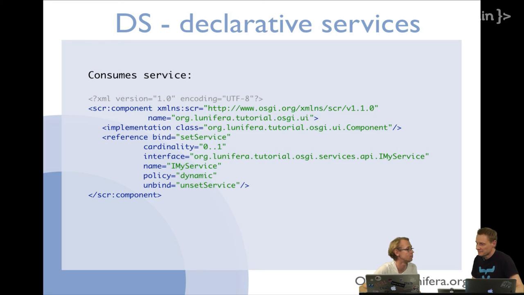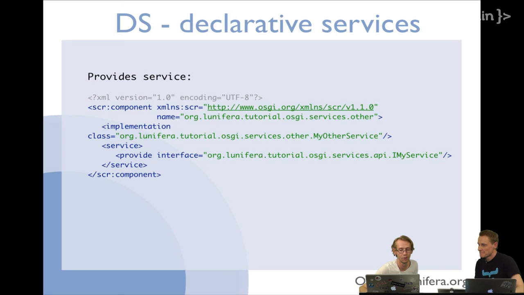You can see cardinality optional, so the component will start up nevertheless, whether the service is available or not. If you would define cardinality one or mandatory, then the component wouldn't come up if there is no implementation for it. Here we can see the same for the provided services. In this special case, we are providing the My Other Service implementation class by the interface IMI service.